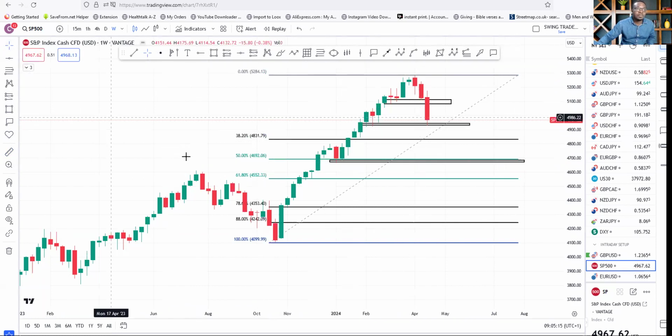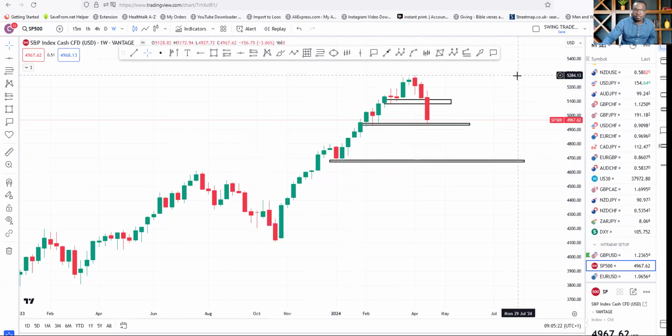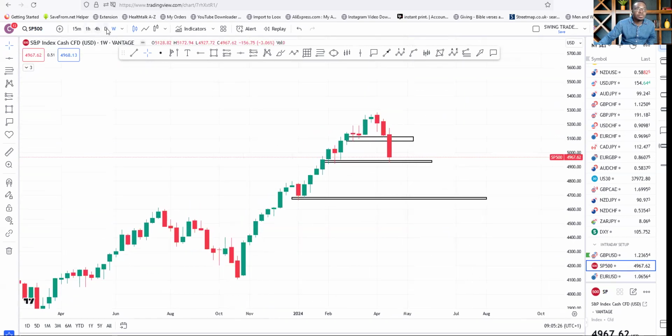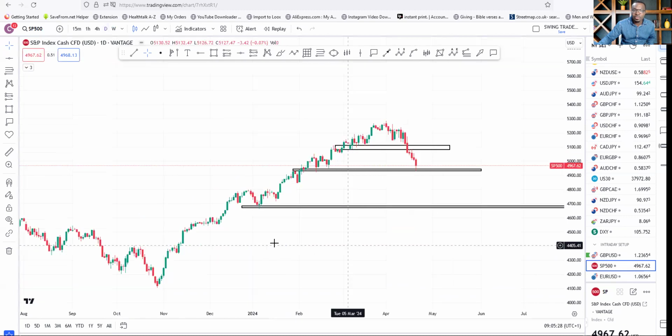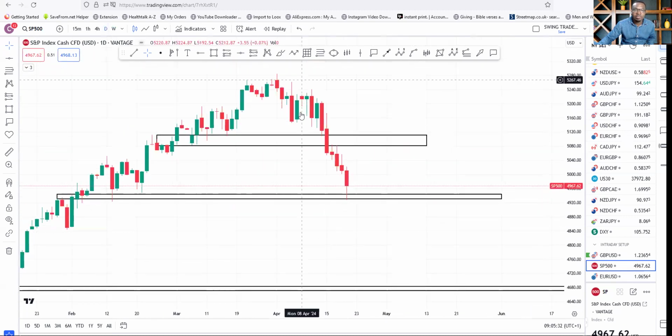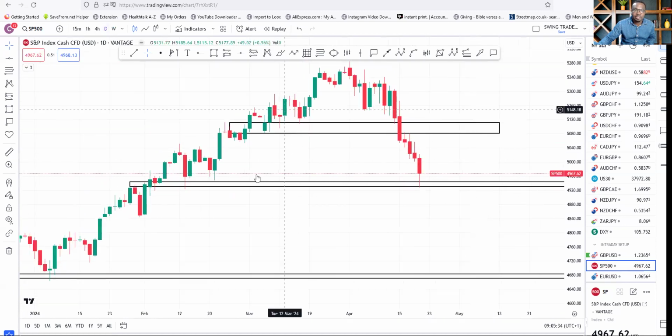Right there on SP500. So for me, this is what I'm looking at. I'm going to remove the feed because I want my charts to be clean. And I'm going back to the daily just to look at what is going on. If you check the daily, you can see how the market just began to sell and drop.